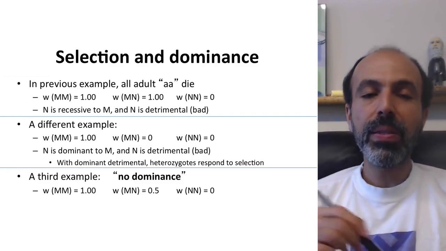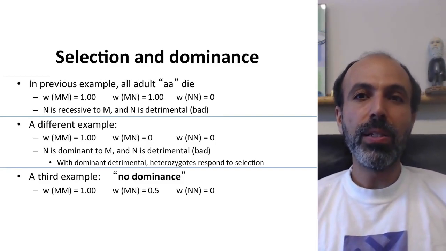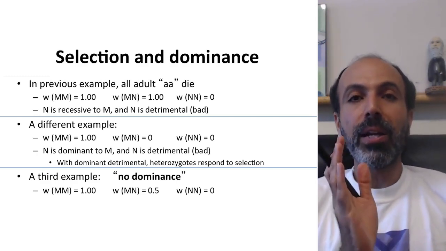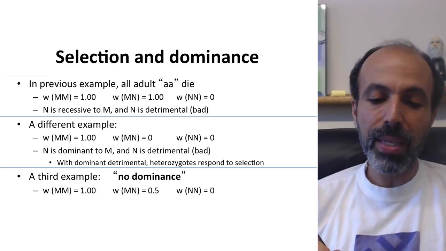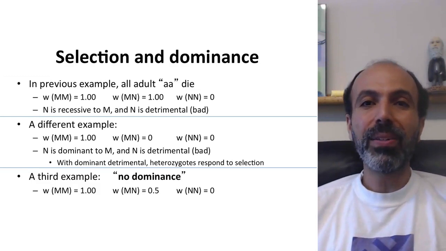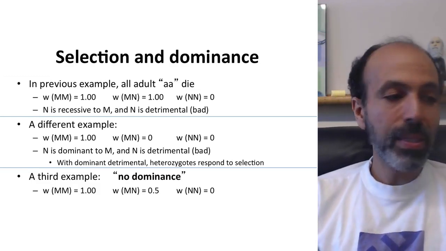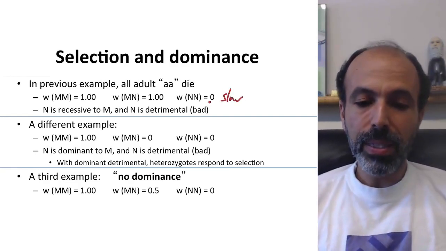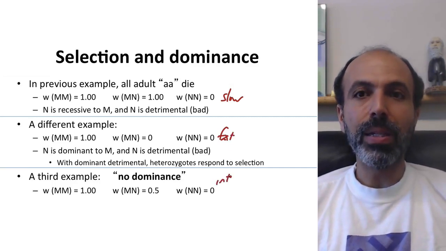In all three of these cases, we assume that the NN genotype is the worst one. This is what's often referred to as directional selection, because selection will preferentially push towards the elimination of the N allele over time, whereas the MM is always perfectly healthy. But the rate will be very different. In this case, selection would be very slow to eliminate N's. In this case, selection would be very fast to eliminate N's. In this case, it would be intermediate.